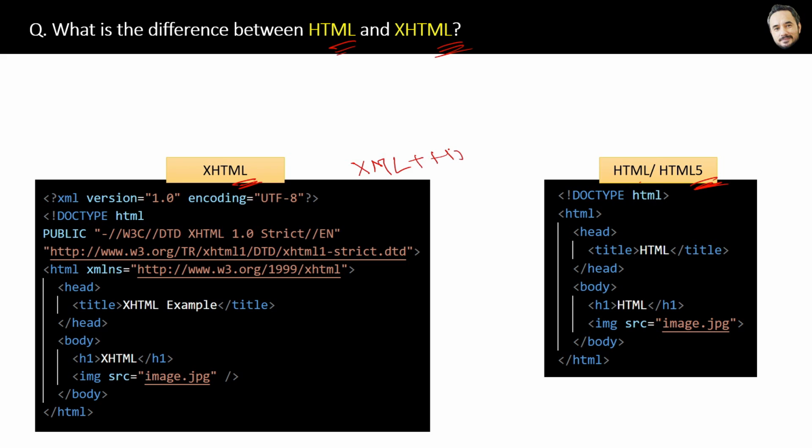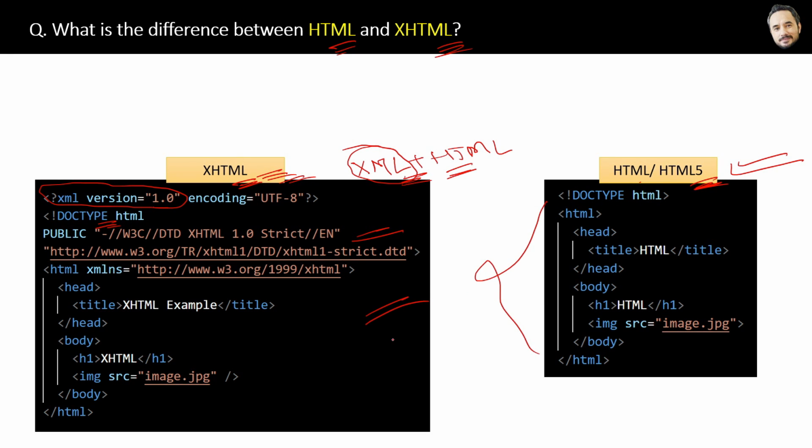Basically, XHTML is a combination of XML and HTML. At the top, you can see XML version 1.0. Then the doctype and HTML tag are so long here, which is not looking good, right? So this combination of HTML and XML has been done to follow some rules from XML in HTML. But after some time, HTML5 was introduced, which is shorter, simpler, and more powerful than XHTML. Therefore, XHTML is not so much in use now.